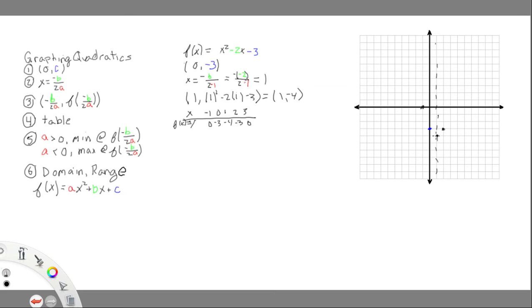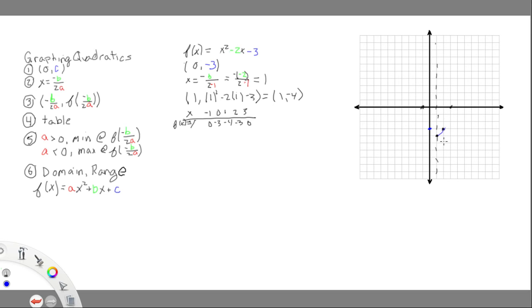I got 0, negative 3. That's 0, negative 3. That is 1, negative 4. That is 2, negative 3. And my last point from right here is 3, 0. I'm going to graph that right here. And I've got enough points that now I have some idea of what this thing looks like. And I usually graph parabolas in blue, so I'm going to graph this parabola right here in blue.